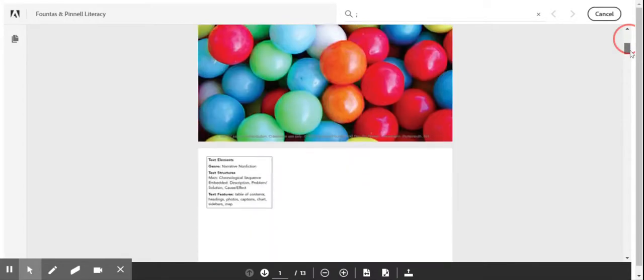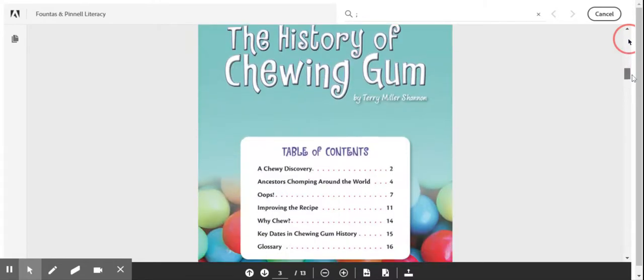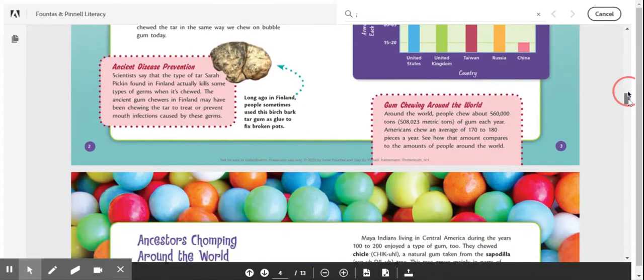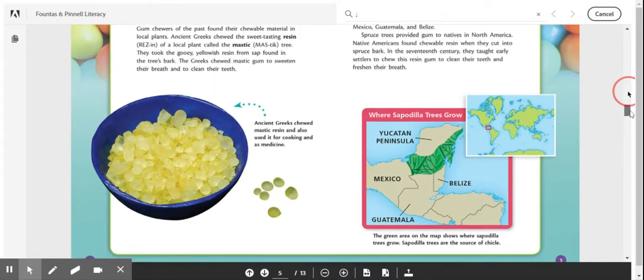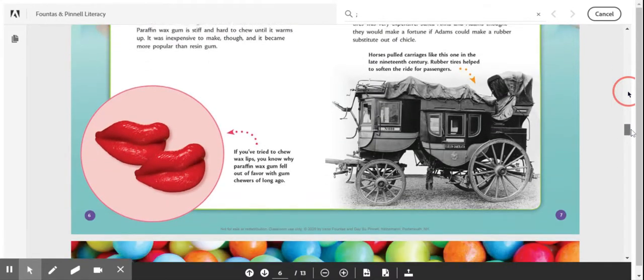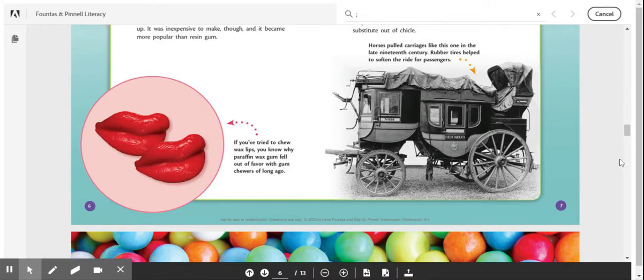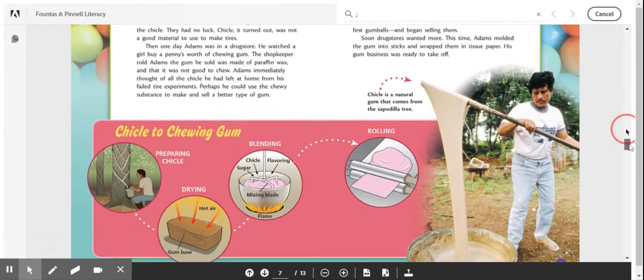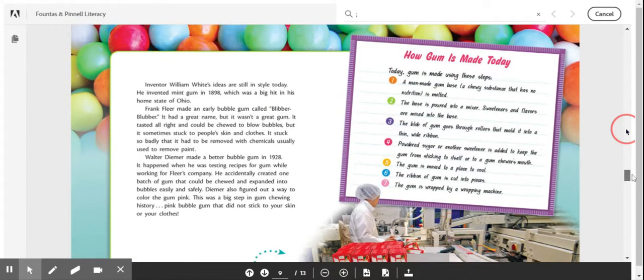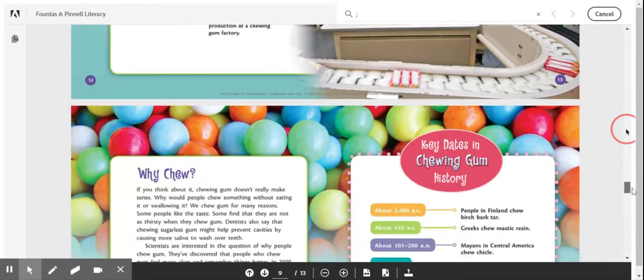I'm going to scroll down just so you can see what a Level S text looks like. It still has the table of contents. Okay, so here is the first page, and you might see right away there's a graph on it requiring some mathematical knowledge. As we scroll through, there's a map requiring some geographical knowledge. There's some old-fashioned pictures that might require some historical knowledge. And somewhere in here, there is also a timeline. There's a step-by-step guide on how to make gum. Here's the timeline.